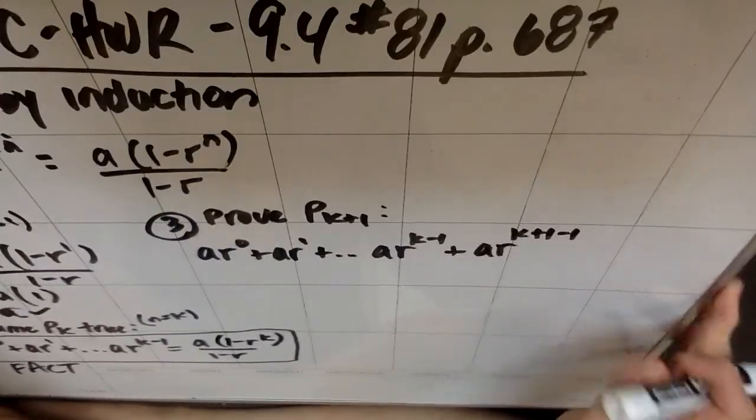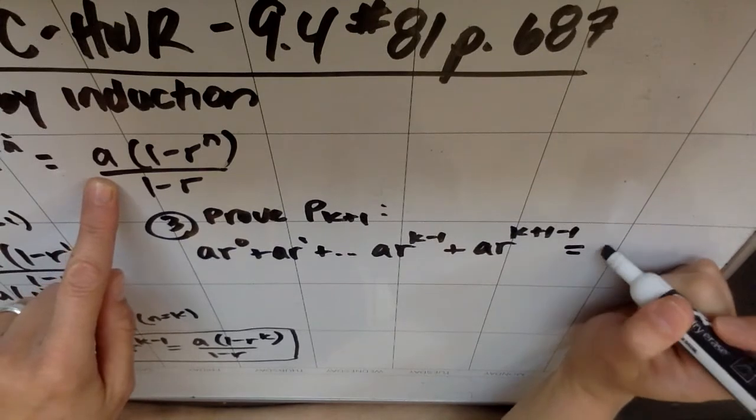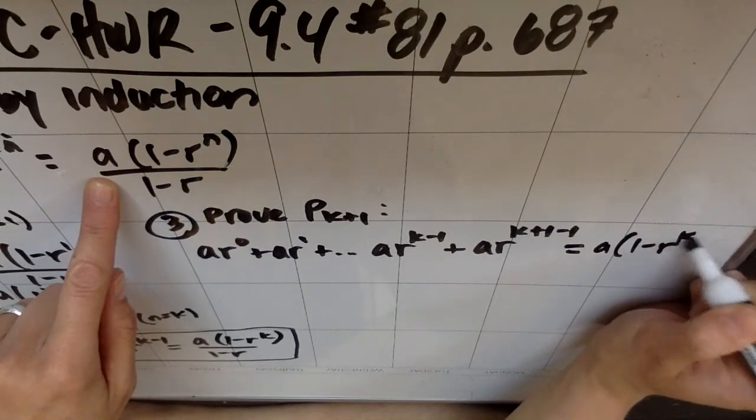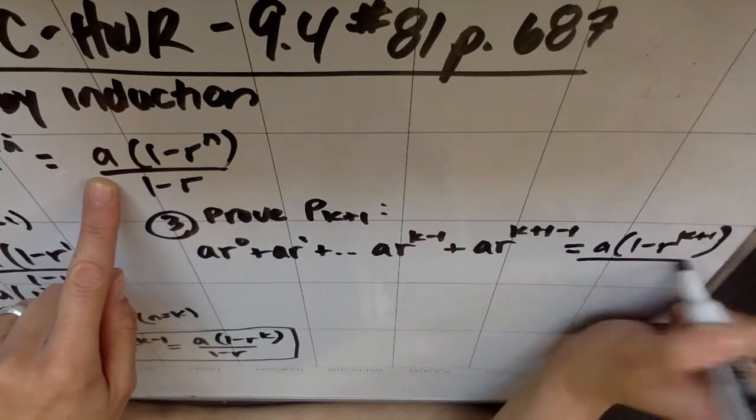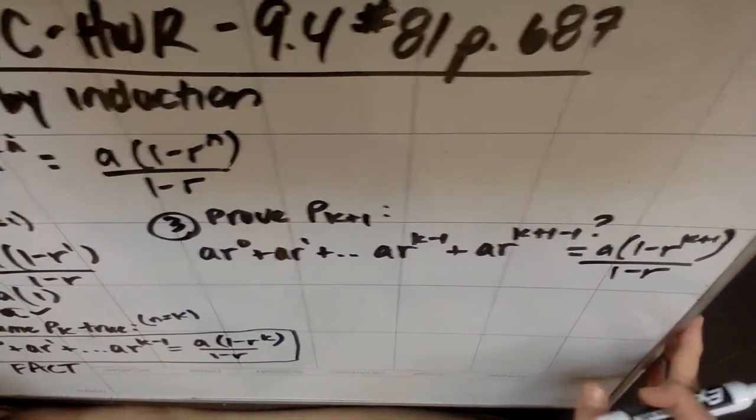And I'm trying to show that that is equal to what happens if I plug in k plus 1 for n. So a times 1 minus r to the k plus 1 all over 1 minus r, right? And that's a question mark for right now because I don't know that they're equal, right? So that's what I'm trying to show.